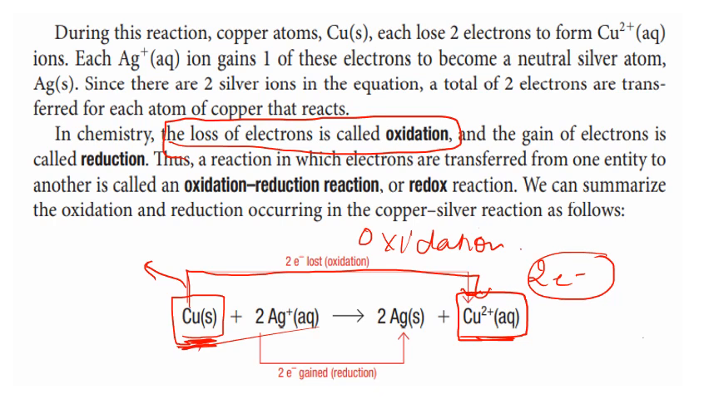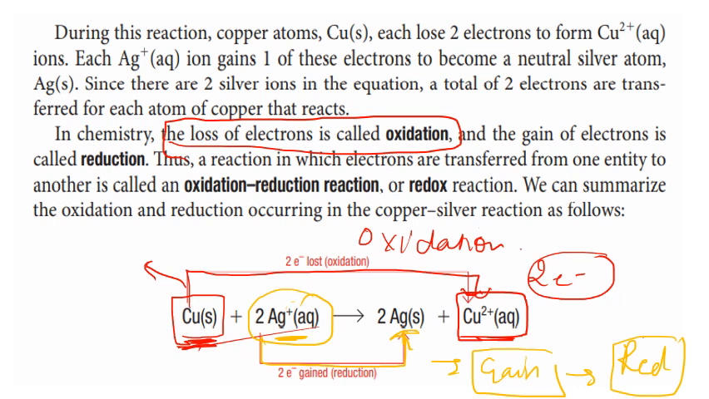Now let's focus on Ag plus. It was Ag plus, now it became Ag. What is happening here? When you go from the plus state to the neutral atomic state, that means you have gained electrons. So the gain of electrons is happening in this part. In chemistry, we say that it is the process of reduction. Gain of electrons is called reduction. So that means oxidation is happening and reduction is also happening.